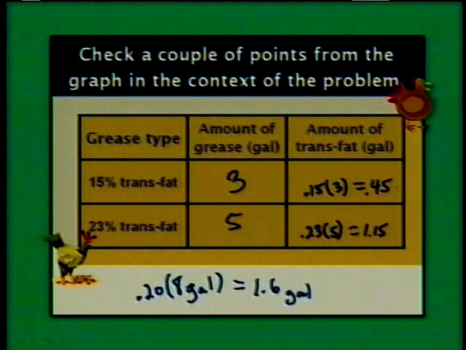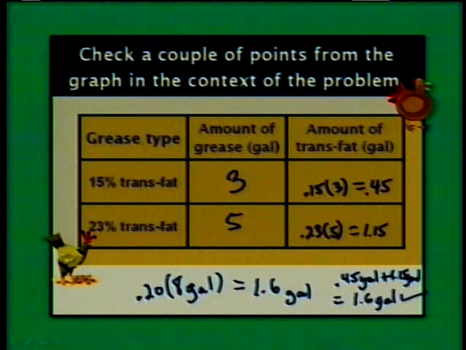Do the two amounts of grease that I added together contain a total of 1.6 gallons of trans fat? 0.45 gallons plus 1.15 gallons? Guess what? That's 1.6 gallons. My answer checks.